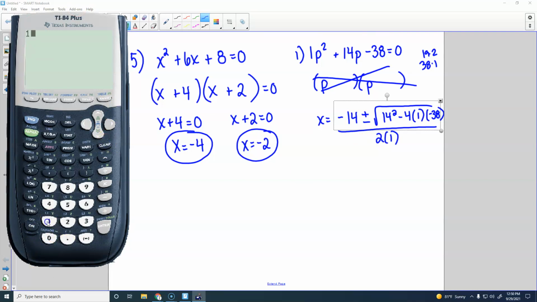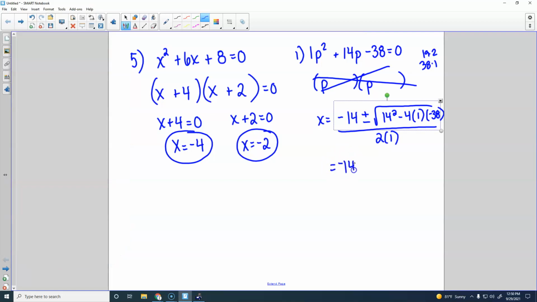So you can type 14 squared minus 4 times 1. I'm going to write the times 1 times -38. You can type it in. You get 348. So you have -14 plus or minus the square root of 348 all over 2. Most students can get here just fine. The problem with this is now we've got to simplify. 348 is not a super easy one to simplify.